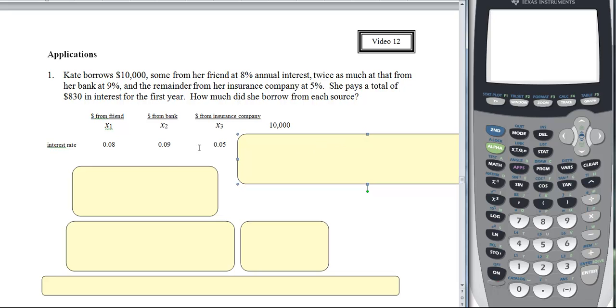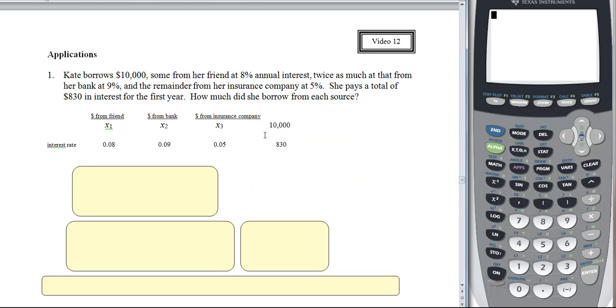But now, there's a total of $830 in interest. Now, to get interest, for this interest, how interest is calculated, the amount of money that she has got to pay her friend would be 0.08 times x sub 1. That is the money she'd have to pay her friend for the use of that money she borrowed. For the bank, it would be 0.09 times x sub 2. Insurance company would be 0.05 times x sub 3. And this is an amount of money, and this would be technically a total.